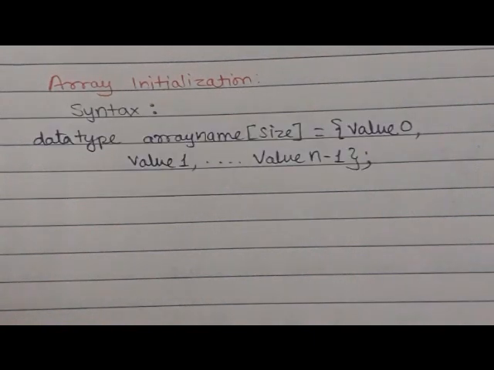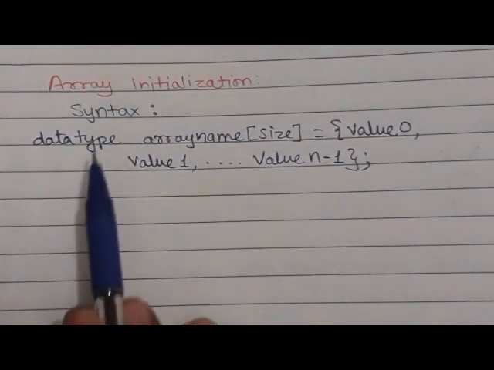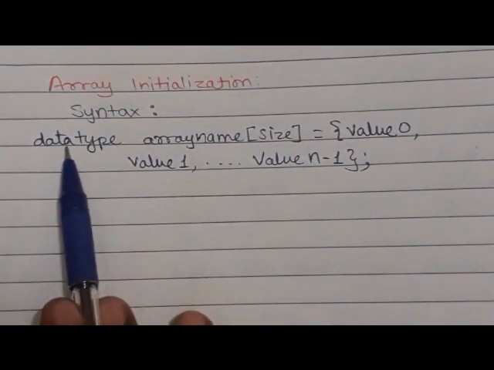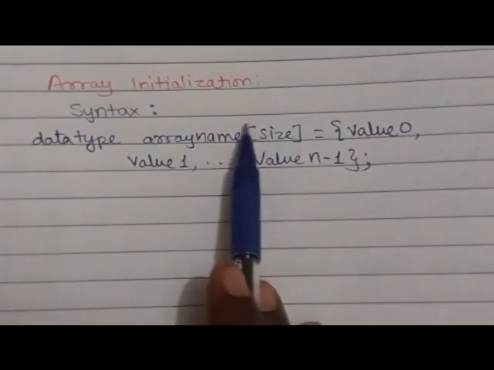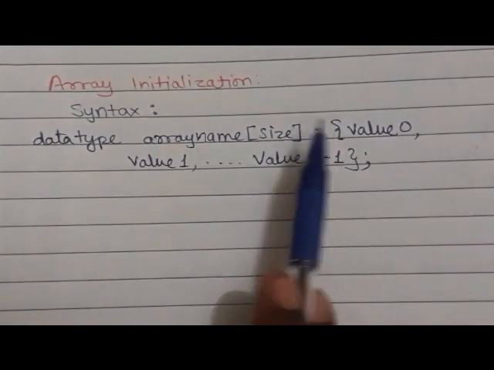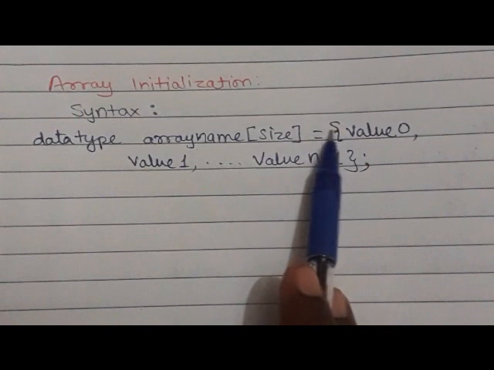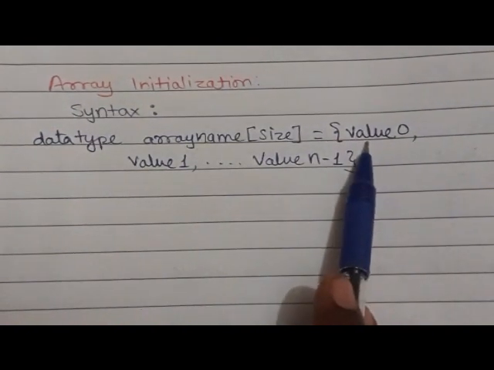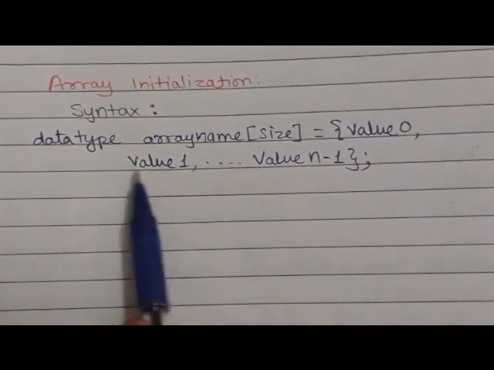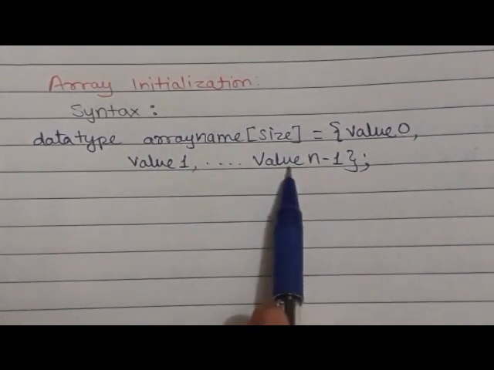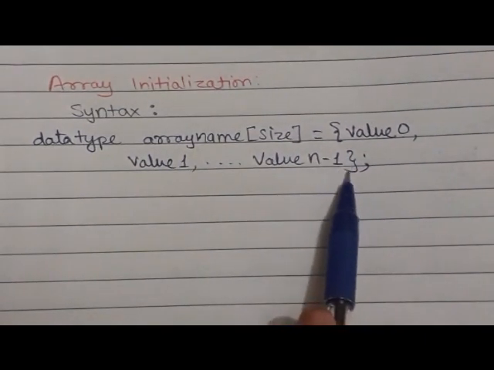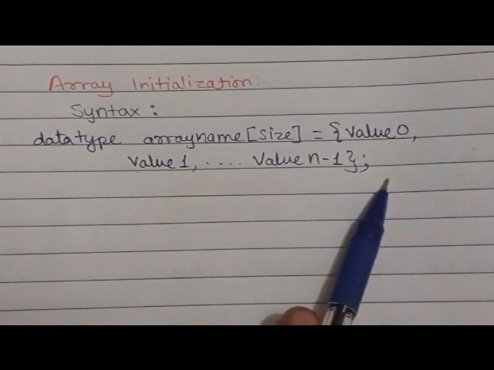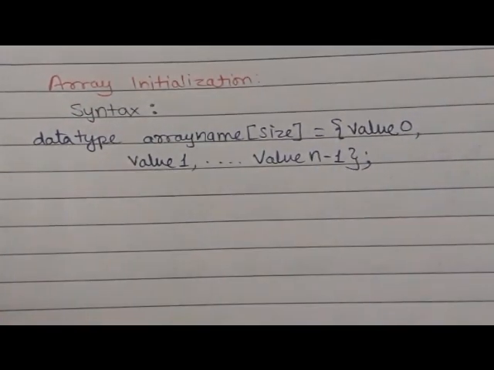When we have to declare an array and, at the same time, initialize it, in that case we write the data type, the array name, and within the square brackets the size, is equal to, and within curly brackets we write the value 0, comma, value 1, up to the value n minus 1. Here the bracket is closed and a semicolon is written. Now we will see an example of array declaration and initialization.